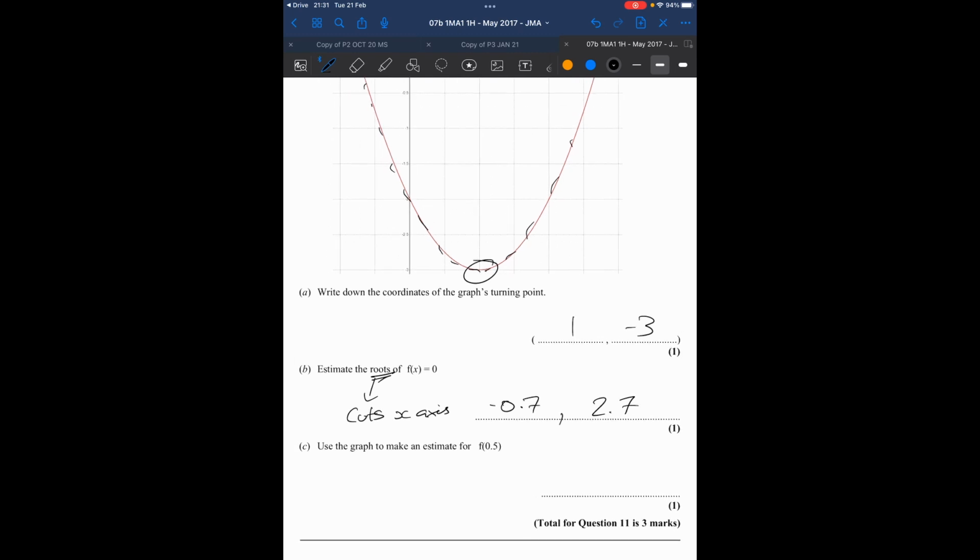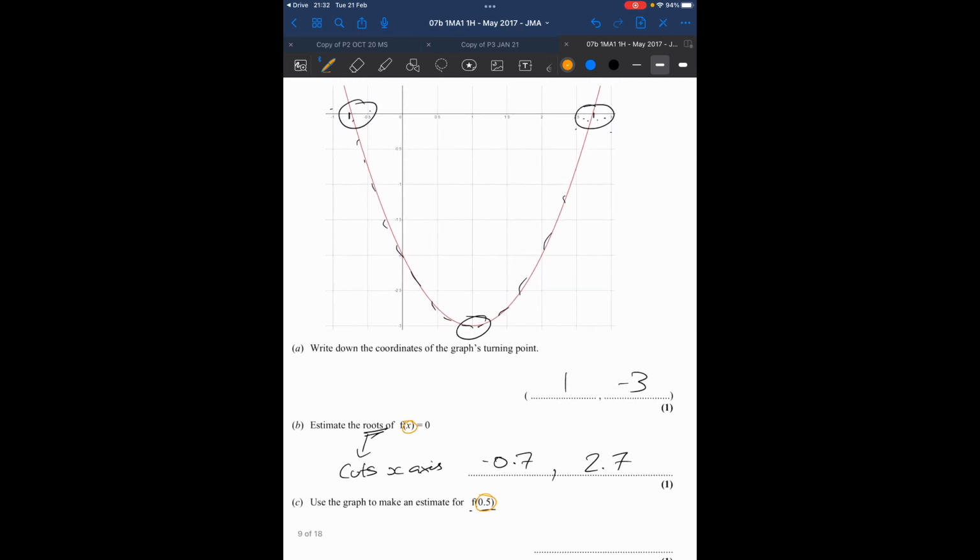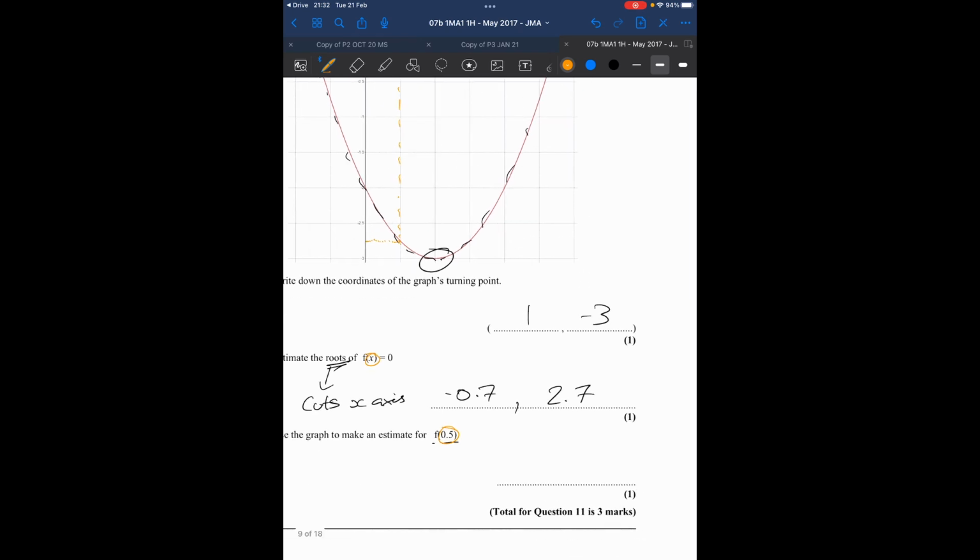Use the graph to estimate f(0.5). So what's happened is the x bit normally has become 0.5. They want you to make the x 0.5 and have a look at what value you get. I would say that's really quite close to the middle of those. So I think I get minus 2.75. And that's it.